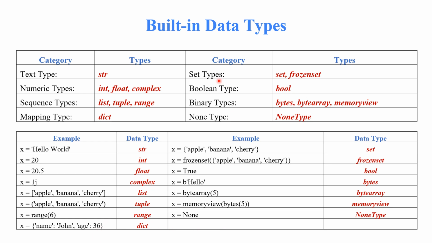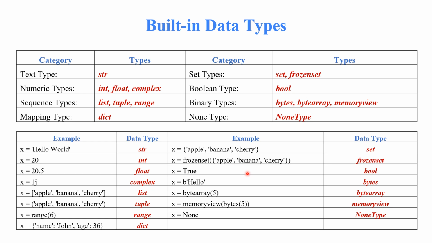Next we'll talk about set types, set and frozenset. A set is usually represented in curly braces like a dictionary, but does not have key-value pairs. It has only values. We'll discuss it again in detail. One thing you have to remember about a set is that it does not allow duplicates. So if I write apple, apple, banana, banana, when you try to print it, it removes all the duplicates and prints only the unique values.